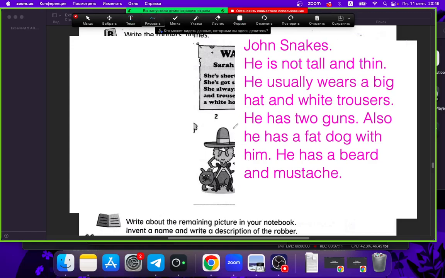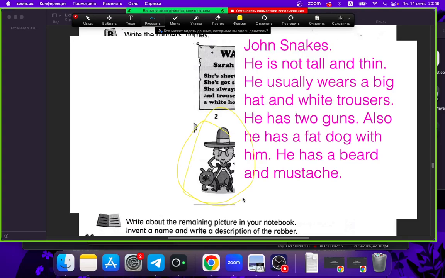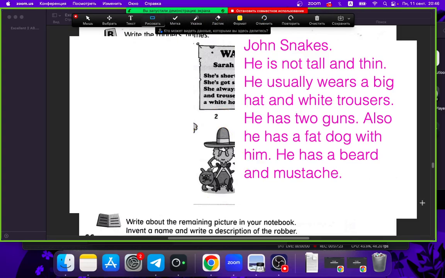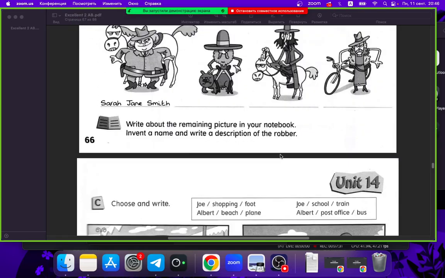You have to be careful. You have to write it down. Yeah. And then we'll go on. Write down his description in the notebook. This part, this exercise, these words, these sentences have to be in your notebook. Please write them down. And off we go. Wanted John Snakes. Let's turn the page over.